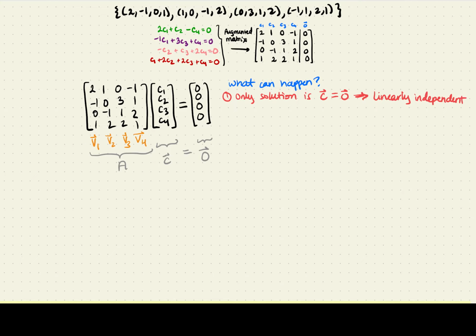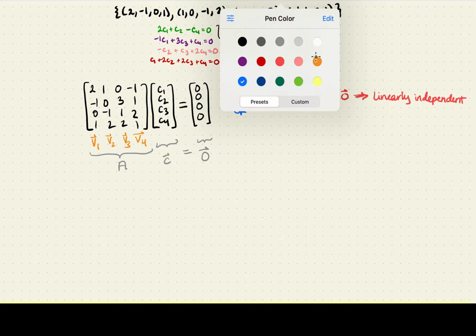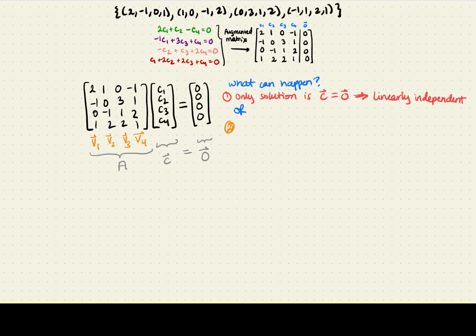Okay, that's one option. Our second option, like we had earlier, was that there could be infinite solutions. Last time on the other slide, I said there are some non-zero values of C. Well, there would be infinitely many if that were the case, and this would mean the vectors would be linearly dependent.